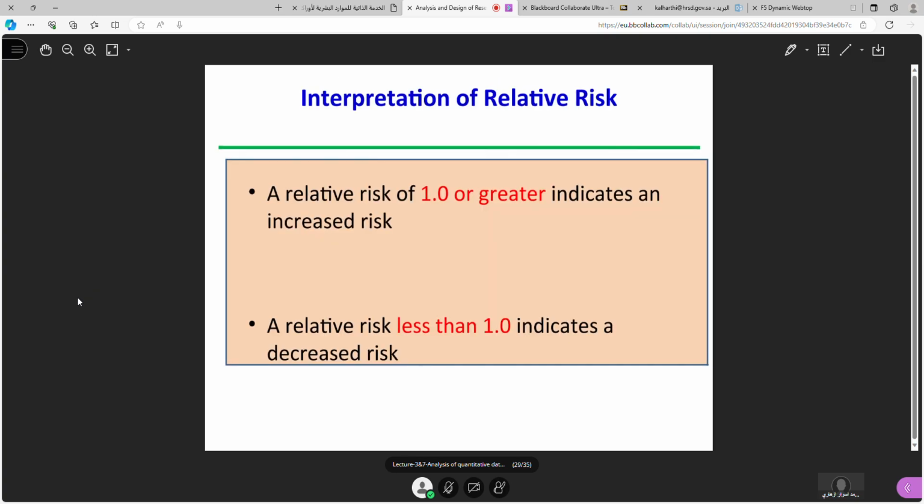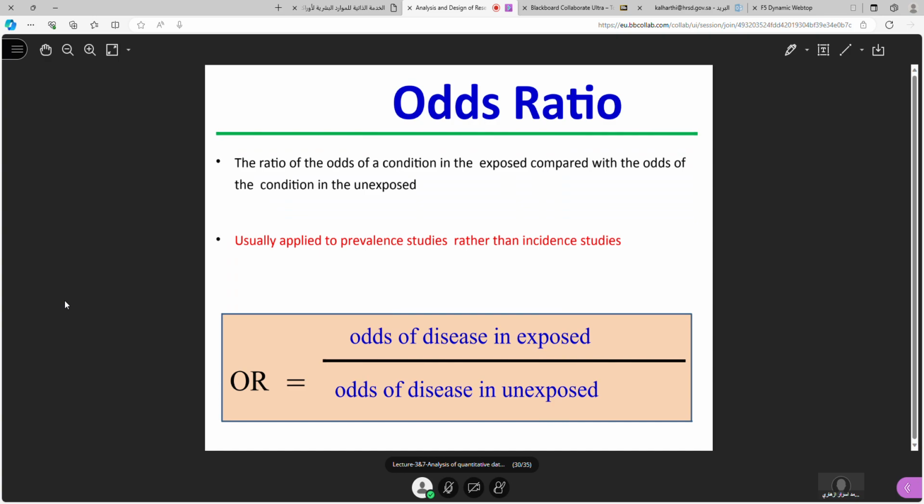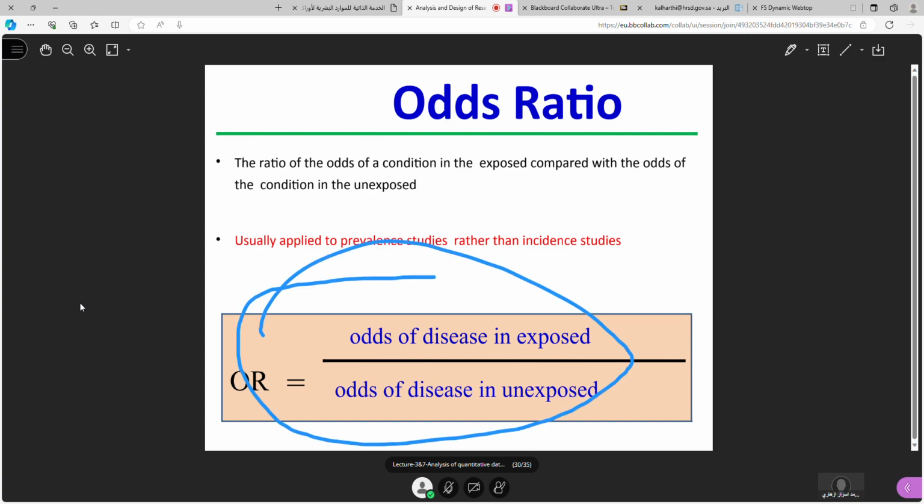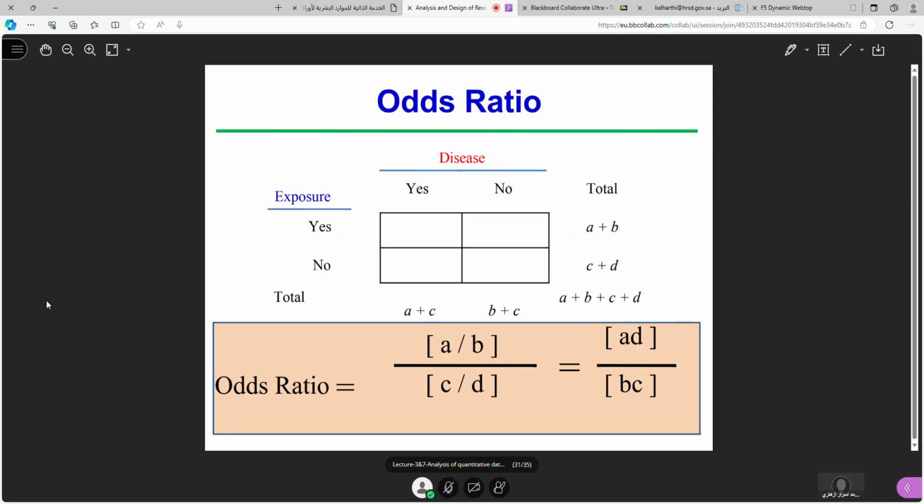The question may be odds ratio or relative risk, or both. If it comes as odds ratio, you will write this formula. If it comes odds ratio, this is the formula. You must write the two formulas, because I'll give you the numbers. If you make any calculation mistake, I will still give you the marks.